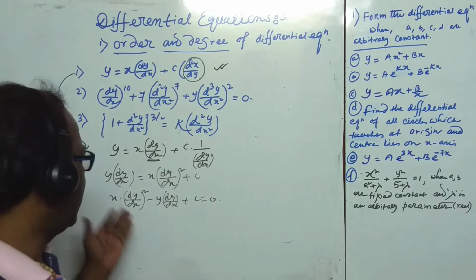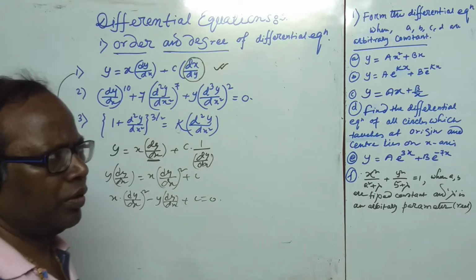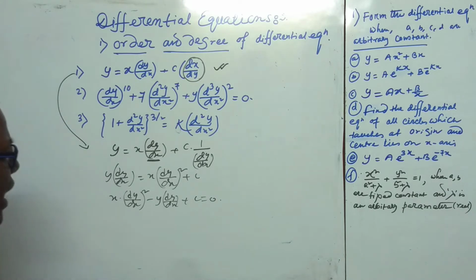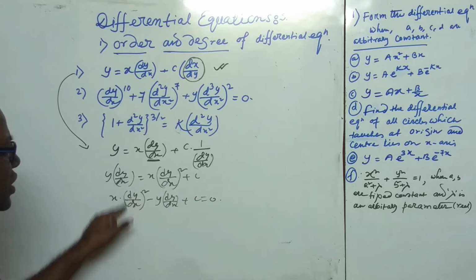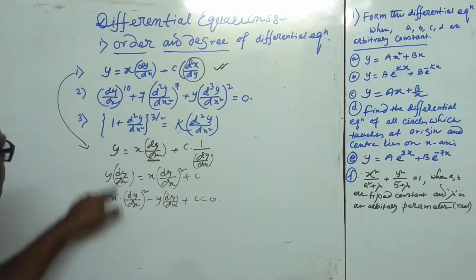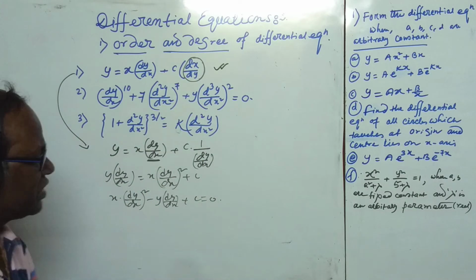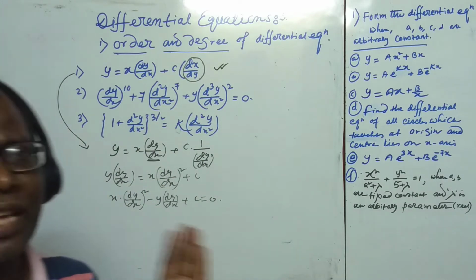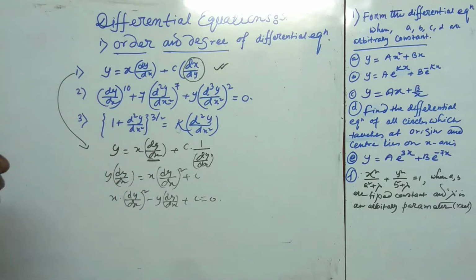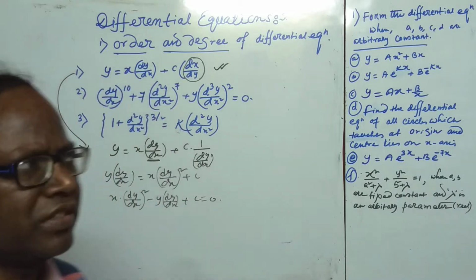This is the differential equation. Just we express it in normal form. See, the highest order in the differential equation is here 1. As we see, this is the first order differential equation. This is called first order, this is called second order, this is called third order. But in this differential equation, the highest order is first order. And the highest order's power is called the degree of that differential equation.